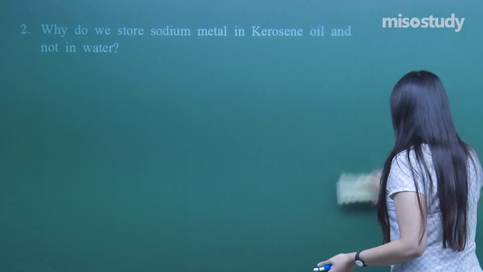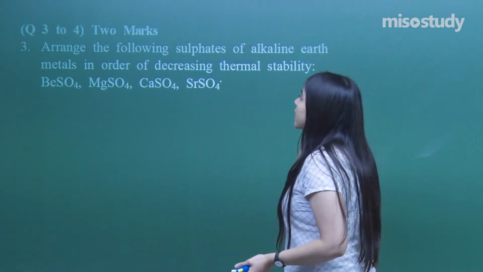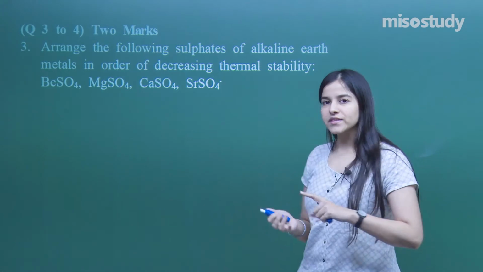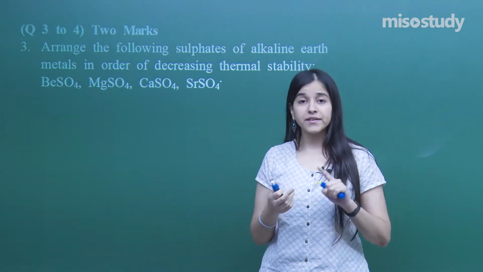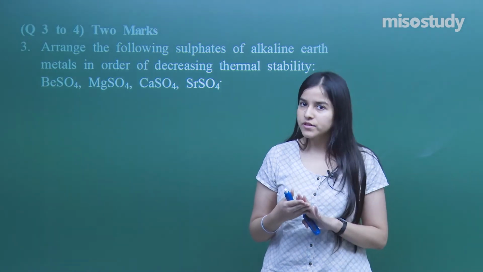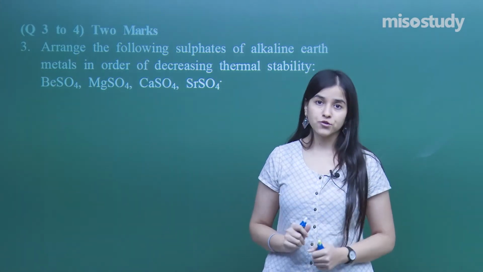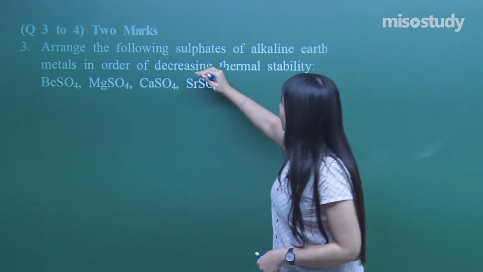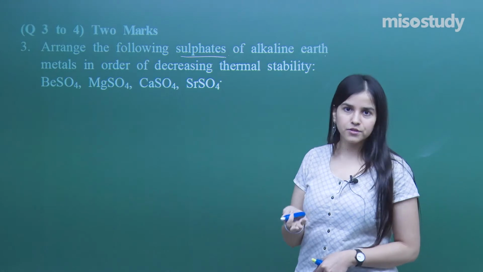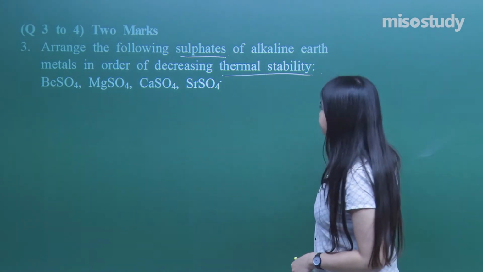Okay, what do we have in the next question? Questions 3 to 4, 2 marks. Arrange the following sulfates. We have discussed sulfates, carbonates, nitrates, and hydroxides. These 4 are very important, and any question can come up from this topic. What I have got here is something related to sulfates of alkaline earth metals, and we have to arrange them in the order of decreasing thermal stability.